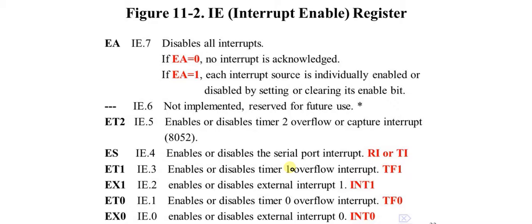So now let's see the EA bit. The EA bit is used to disable all interrupts. Now if EA is equal to 0, then no interrupt is acknowledged. And if EA is equal to 1, then each interrupt source is individually enabled or disabled by setting or clearing its enable bit. So if we want to enable the interrupts, then we have to enable the EA bit.